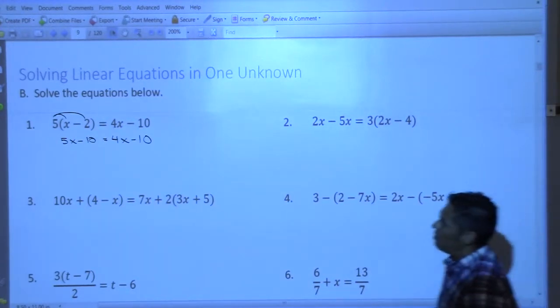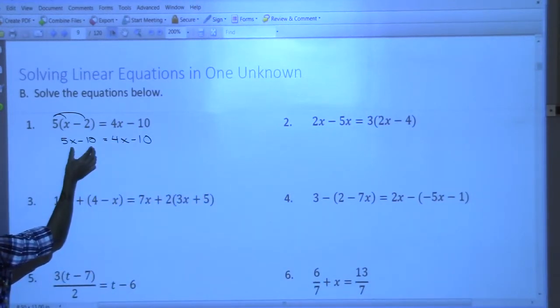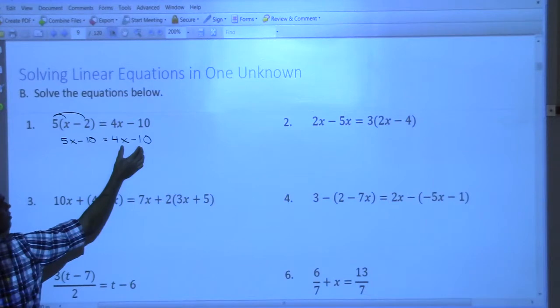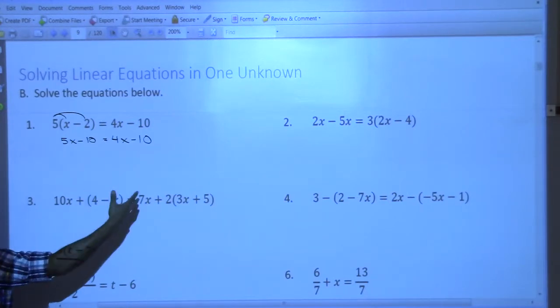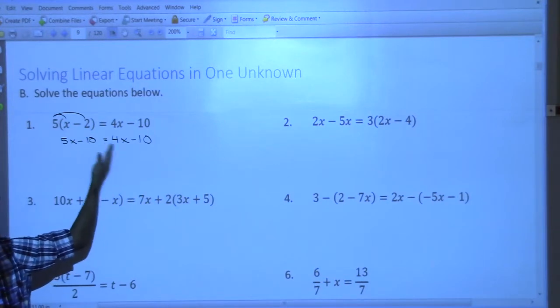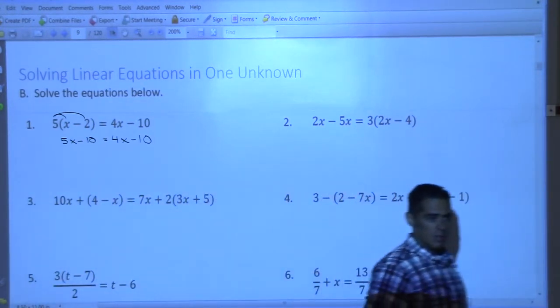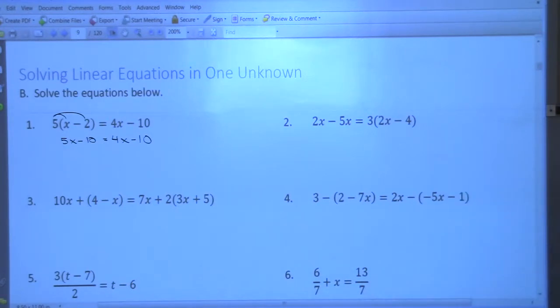Now, is there anything else I can do on the left side? Can I put these two together in any way? No. Can I put these two together in any way? No, because they're not what we call like terms, right? So now we choose. Do we want our x's on the left or the right? And it's totally up to you. You get to choose. There's no right way or wrong way. You just have to choose left or right. So any suggestions here? You want to do it on the left?